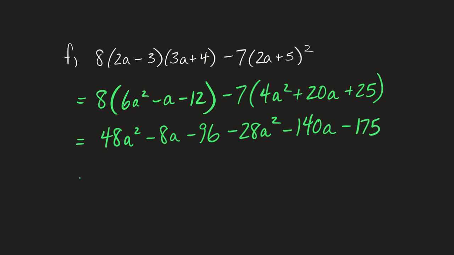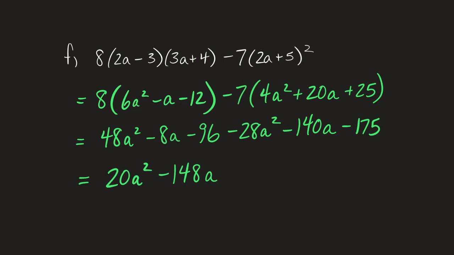And now we can spend one line just cleaning everything up. Well, a 48a squared minus a 28a squared gives me my 20a squared. I've got my negative 8 and my negative 140, so there's a negative 148a. And now I've got to put together a negative 96 and a negative 175.